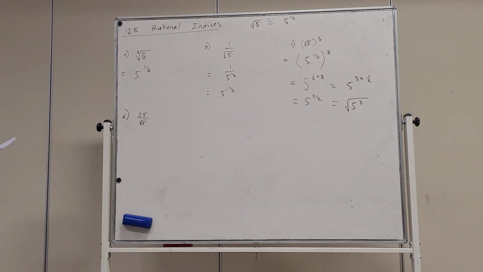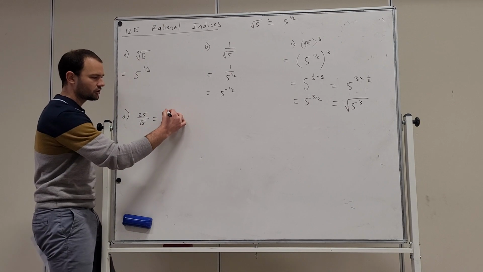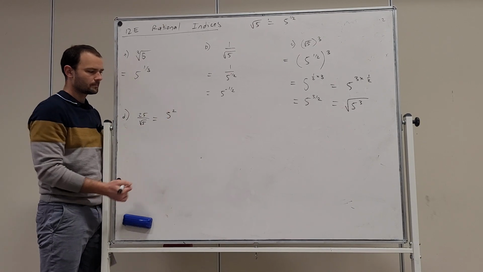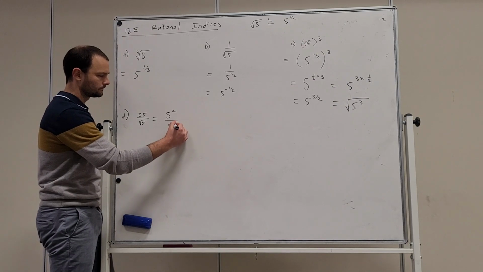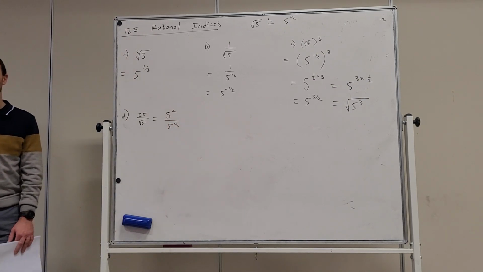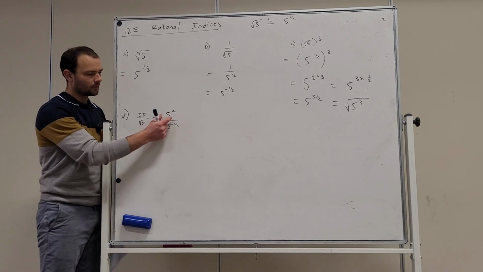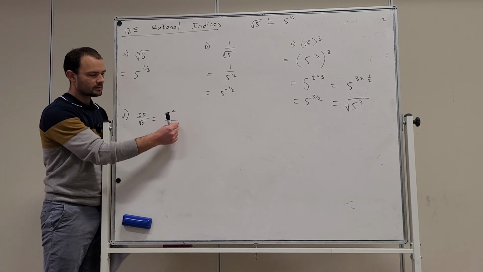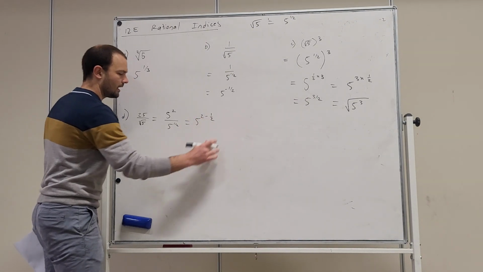Okay, let's move on to D. Expressing it as a single power of 5. At the top of the fraction, we have 5 squared. At the bottom, we have 5 to the half. Now, if I'm going to express it as a single power of 5, I'm going to do the top power, take away the bottom power, right? We have 5 to the power of 2 take a half.